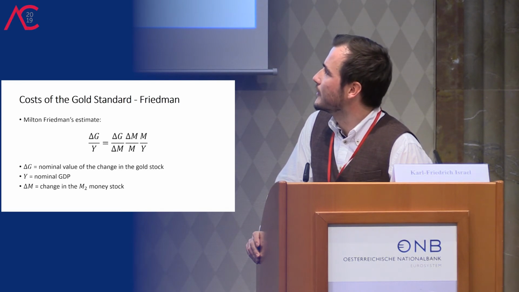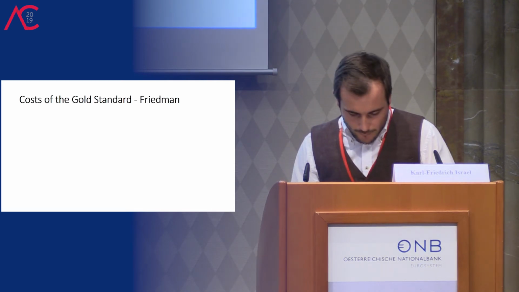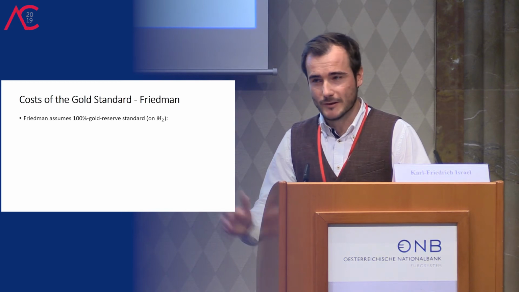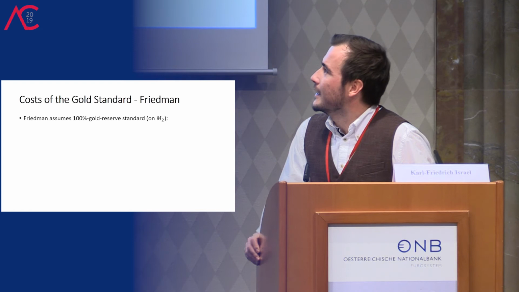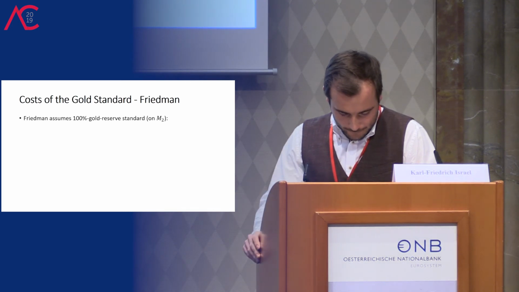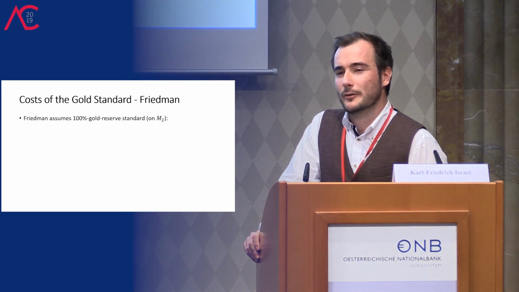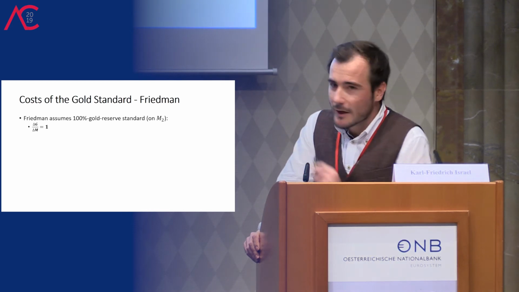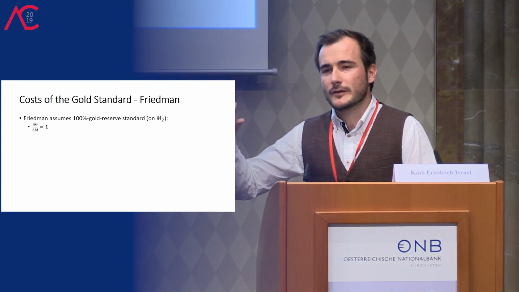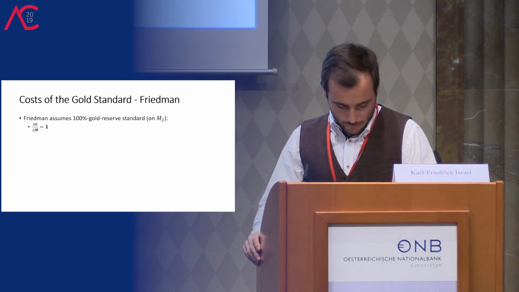Now, Friedman said, okay, we have these two factors and we can find empirical estimates of those. First of all, Friedman said we want to have a 100% gold standard, and we want to estimate the cost of such a gold standard. Again, he said 100% on M2, which is somewhat tricky, because even the most outspoken advocates of the gold standard say we would want to have 100% on M1. But okay, so this means that the fraction delta G divided by delta M is 1. Every increase in the money stock, delta M, has an according increase in the gold stock. So this fraction is 1.